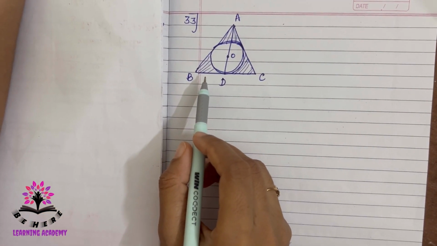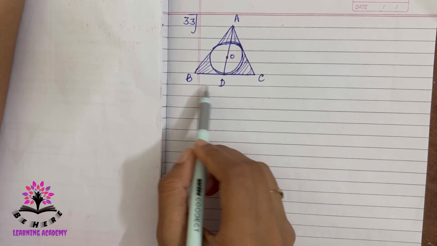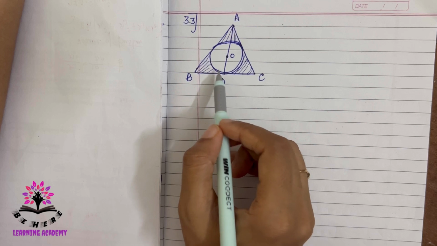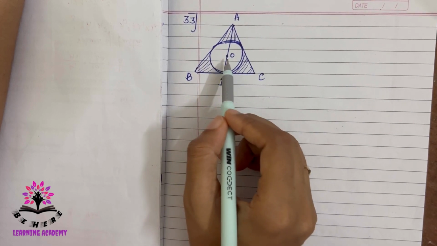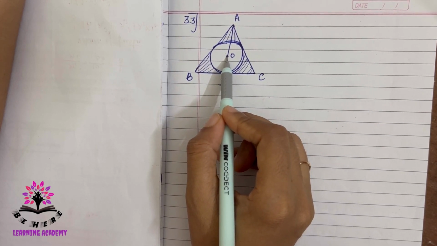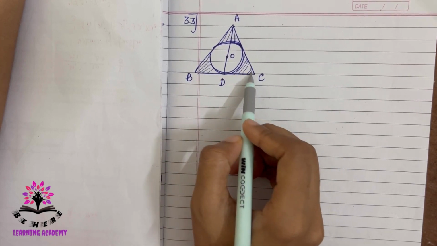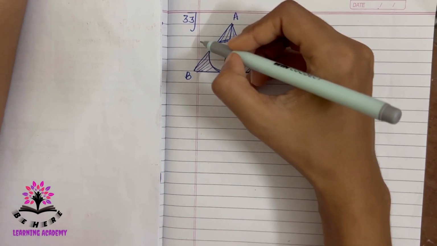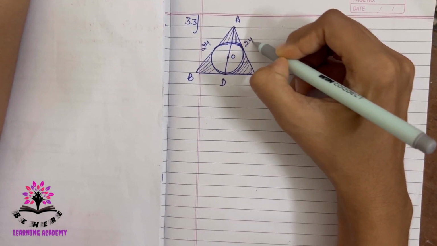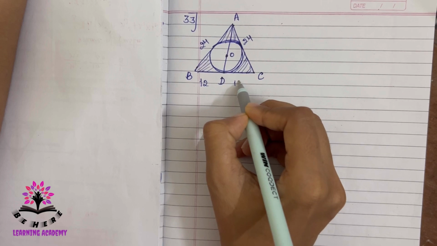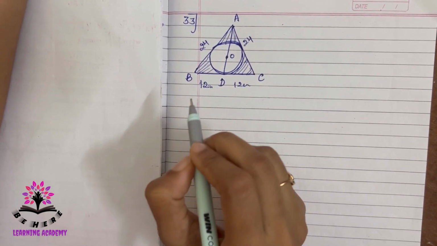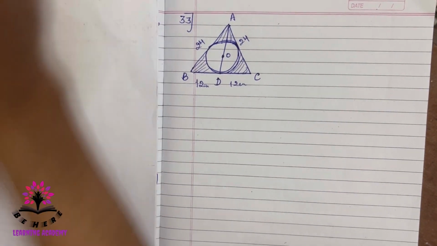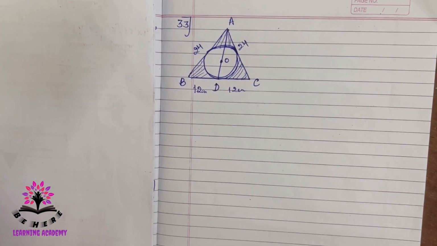Next question. In an equilateral triangle of side 24 centimeter, the sides are 24 centimeter, a circle is inscribed touching its sides. Okay, I've drawn the circle with center O. Find the area of the shaded region. This is the shaded region. Okay, so side is 24, they have given. So this is 24. Here I can write it is 12 and 12 centimeter, since I'll consider D as the midpoint. Okay, so let us continue with the solution part.